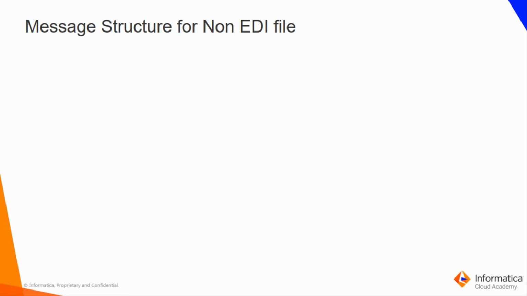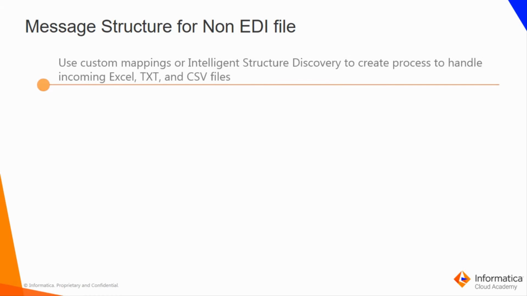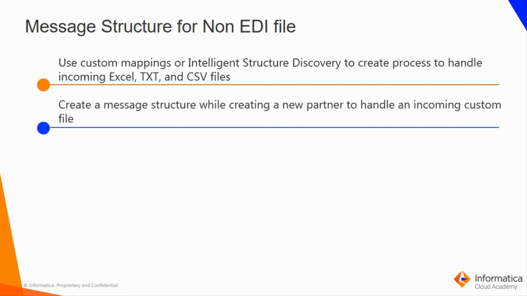You can create a message structure while creating a new partner to handle an incoming custom file. Alternatively, when you configure a partner, you can create an intelligent structure to handle a specific message. For a non-EDI file type, you can either use custom mappings or intelligent structure discovery to create a process to handle incoming Excel, TXT, and CSV files. The process creates CSV files with selected fields. For a non-EDI file type, you must run intelligent structure discovery on a sample file, where you can tune and adjust the discovered structure.